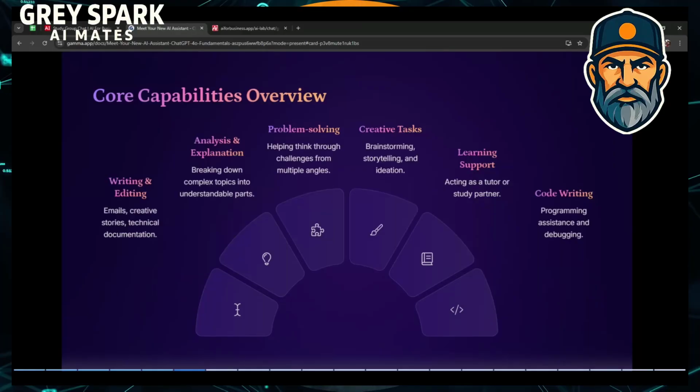It can also do code writing and debugging. It's also very handy for that. So for coders out there, this is great for helping you find your errors and write simple code for you, so you can concentrate on the more complex structure.